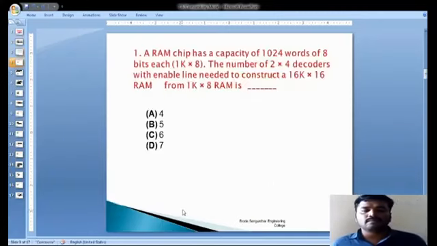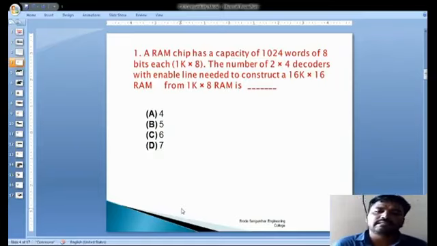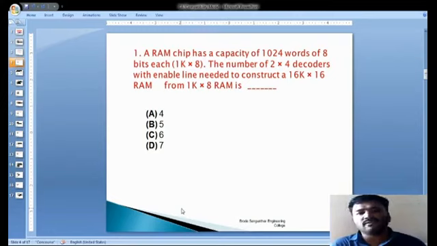Okay, so let us have a look at some of the problematic sums. A RAM chip has a capacity of 1024, that is 1024 words of 8 bits data each, having 1k into 8 sectors. The number of 2 to 4 decoders with enable line EN required to construct a 16 into 16 RAM from 1 into 8 RAM is.